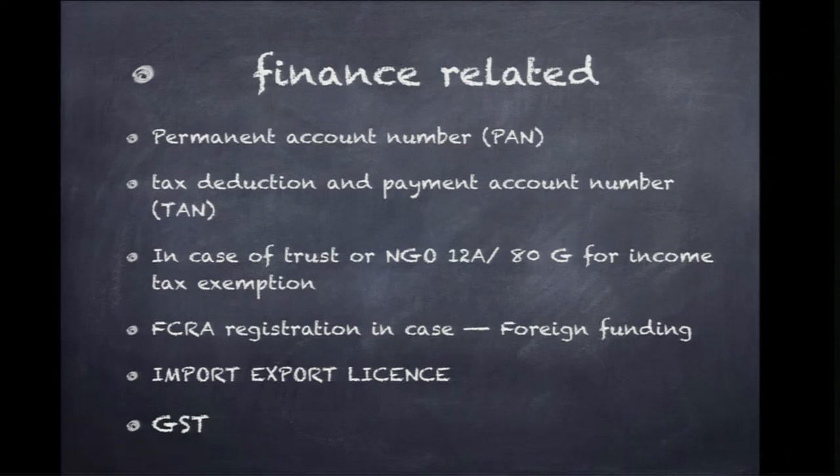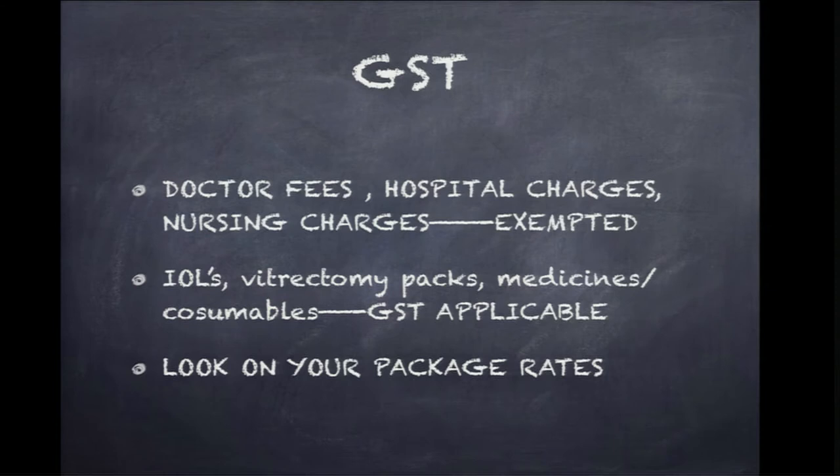Of course, your hospital should have an import-export license if you're getting machinery from all these multinational companies, to import directly in your name. Now, in this era, a few slides on GST. Doctor services, hospital charges, nursing charges, all are exempted from GST. You don't have to apply for GST under this. But whatever you purchase from pharma or the company, like IOLs, vitrectomy packs, medicines, consumables, all are GST applicable. Okay, so henceforth, since GST has come, retina surgeons should look into their packages, because when you are charging, say, around 40,000 for a vitrectomy, including everything, you give the consumables, you give the medical services, your surgical charges, please rethink, because you're going to lose a lot on this.